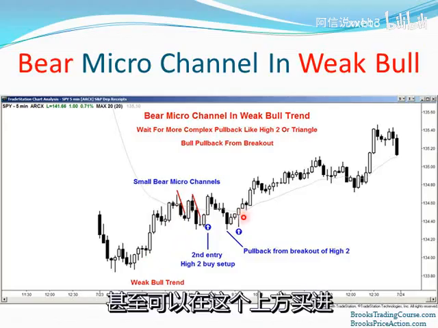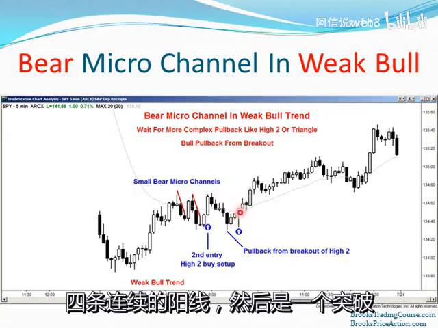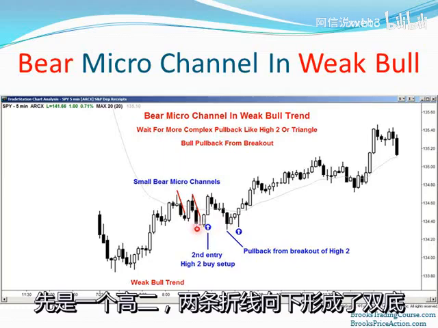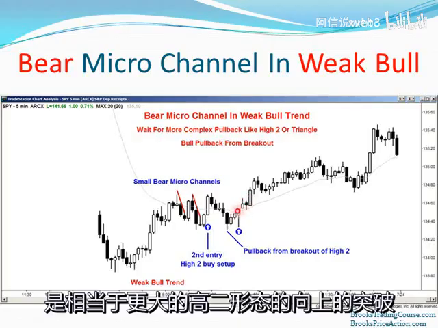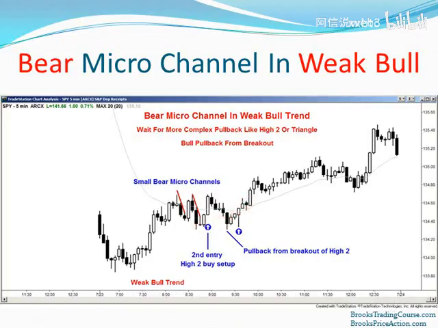Or you could even buy above here. We have 4 bars up, a breakout from a large high 2, 2 legs down, a large double bottom, and you could buy above this bar as a pullback from the breakout of the large high 2.